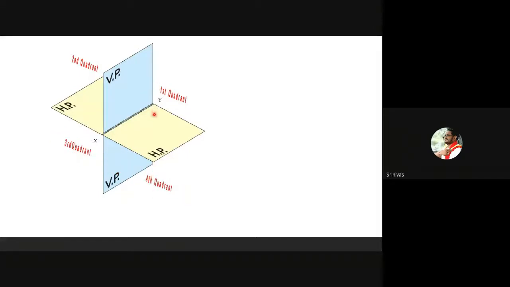Then we will keep the object in different quadrants and we will get different views. How the view will become, we will discuss later. The observer will always be towards the first quadrant, looking at the object for the front view and top view. That means when you see it from in front of the VP, you will get the front view, and from the top, you will get the top view, and in the same way the side view in the profile plane.